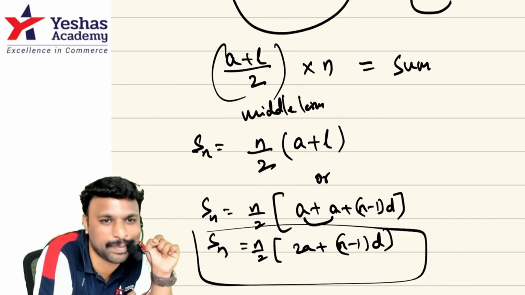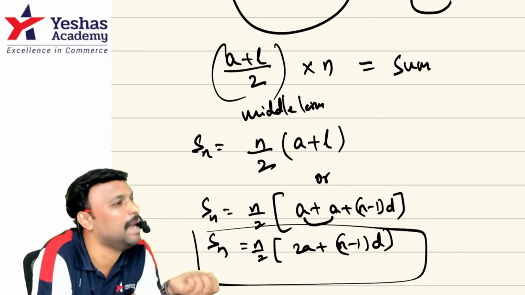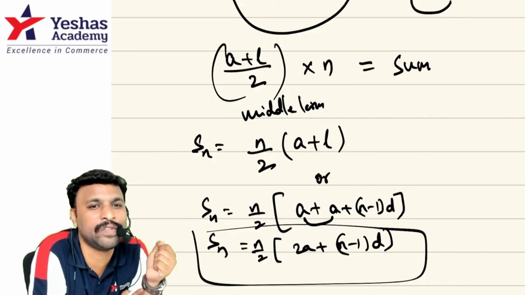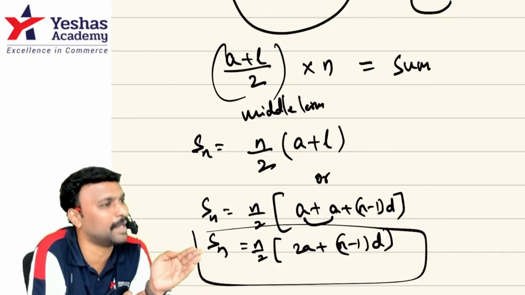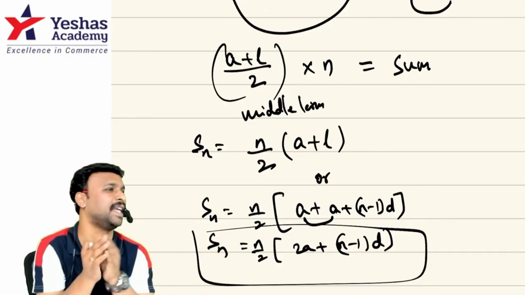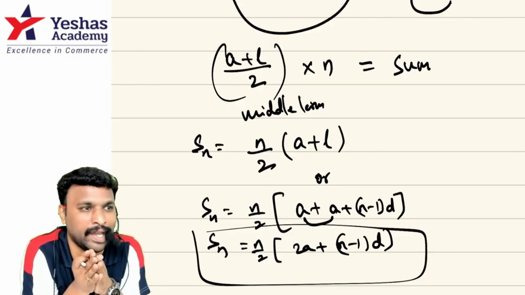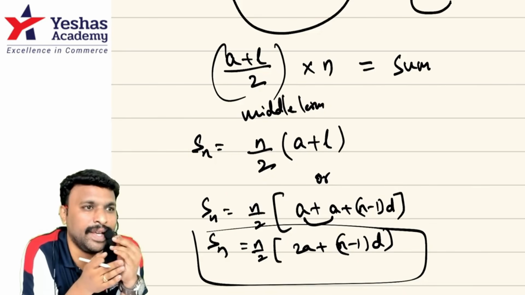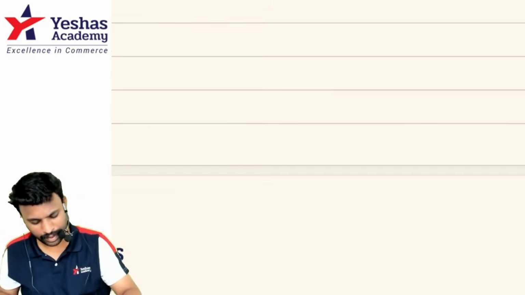But how do we derive it? Using the middle term concept. What is the middle term of any AP? It's the arithmetic mean. It is nothing but the arithmetic mean. How do I find the middle term? Average of extreme terms. a plus L by 2. Have you understood how we arrive at the formula? Everybody, clear? Say yes or no.